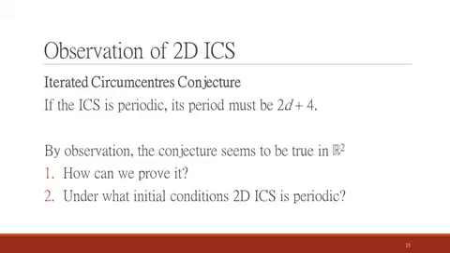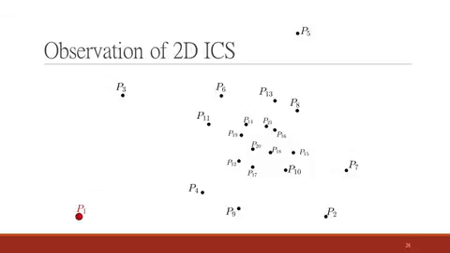By observation, the conjecture seems to be true in 2 dimensions. However, how can we prove it, and under what initial conditions is the 2D ICS periodic? We would like to have some more observation on the 2D ICS point by point, as shown highlighted. This is P1, P2, P3, and so on. However, we can't observe any significant geometrical patterns between consecutive points.